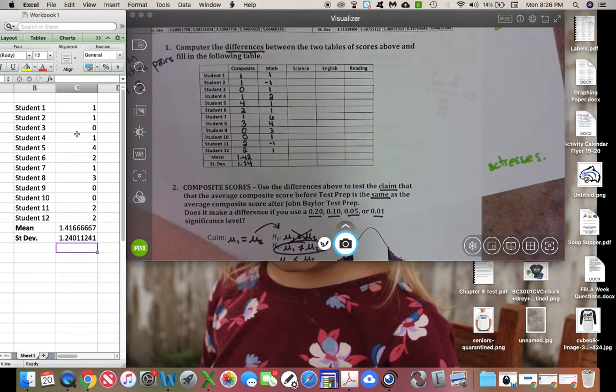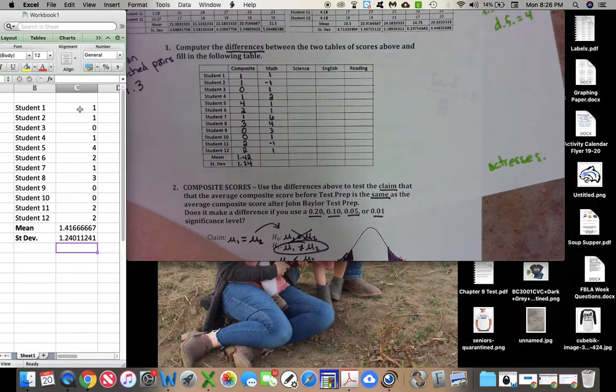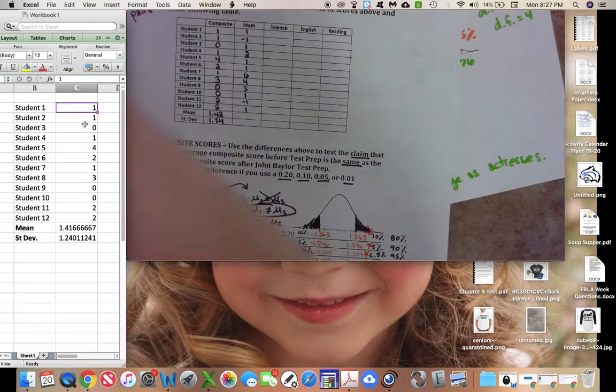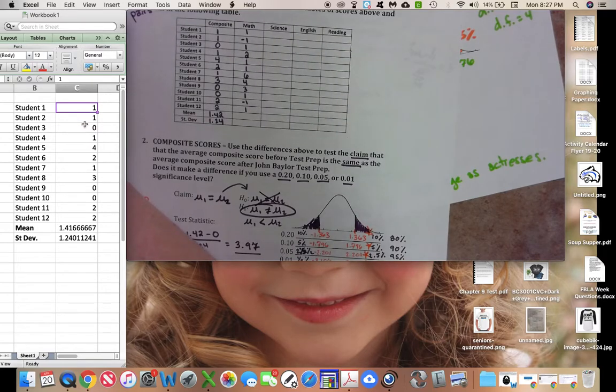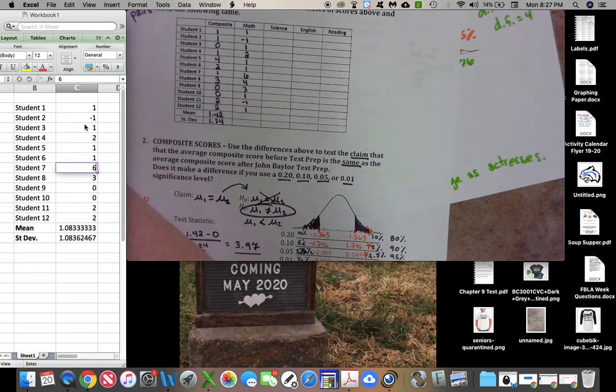So I have the spreadsheet that I had here yesterday, and the mean and the standard deviation, I already have those formulas in here. What's going to be really nice is as I change these numbers, it's going to automatically change the mean and standard deviation for me. So that'll be really nice. I'm just going to type these in. 1, -1, 1, 2, 1, 1, 6, 4.